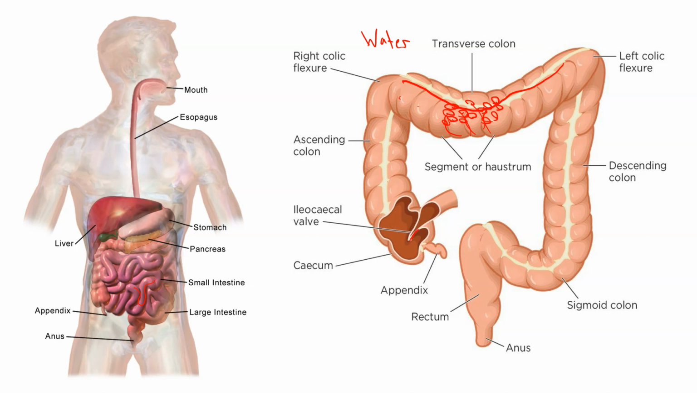There's also a valve here called the ileocecal valve. The first part of the large intestine is called the cecum. That's this little pouch here. And then this is the ileum, which is the last part of the small intestine, so that's why it's called ileocecal. But it's important to have a valve here because there's a relatively small amount of bacteria in the small intestine. There's a whole bunch of bacteria in the large intestine. And having a valve here prevents a whole bunch of bacteria from getting back into the small intestine.